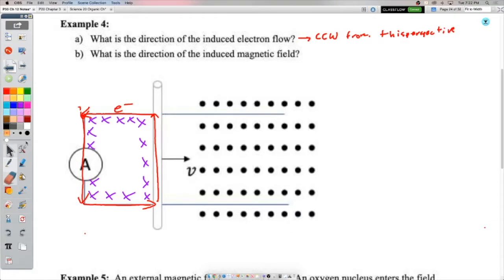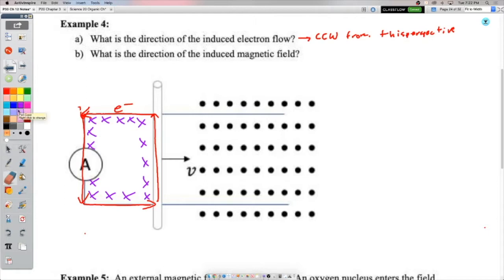Okay, so now we're going to get a deeper understanding of why the current is induced in the direction it is. Of course, it is because of the magnetic force, as we already understood. But there is another reason why that has to be the direction in which the current is induced, or the electron flow, whichever one you're looking at.